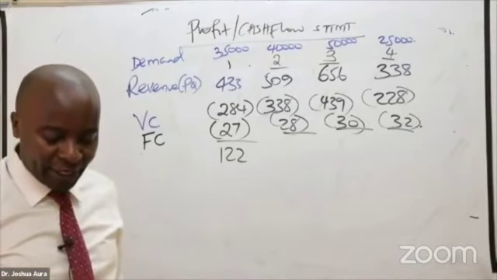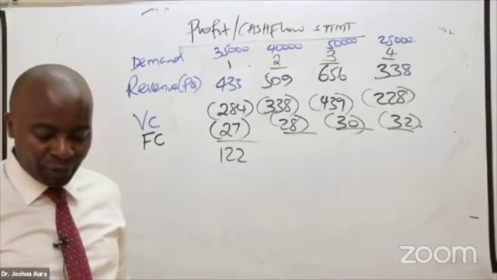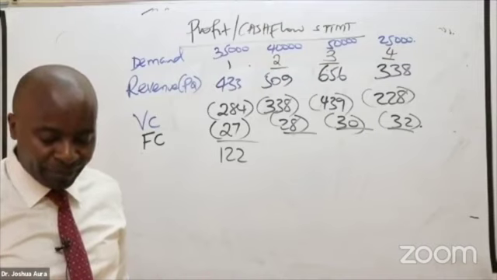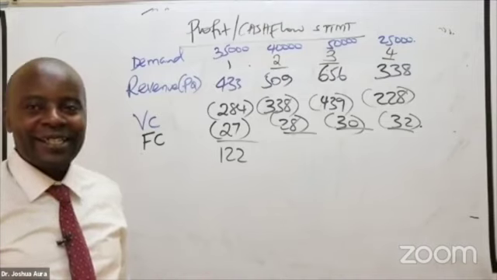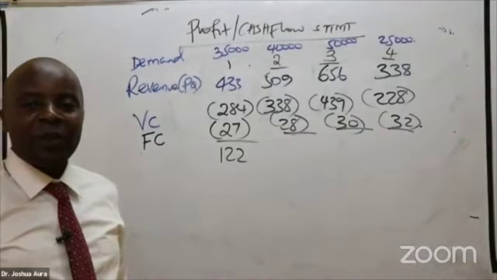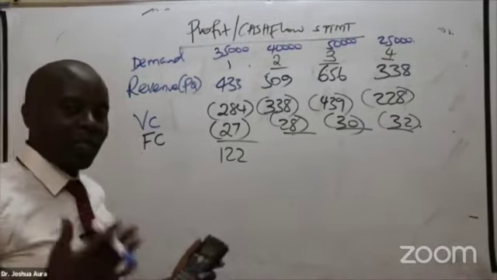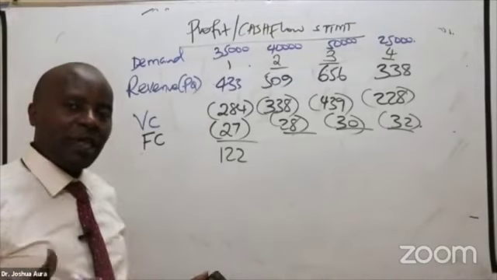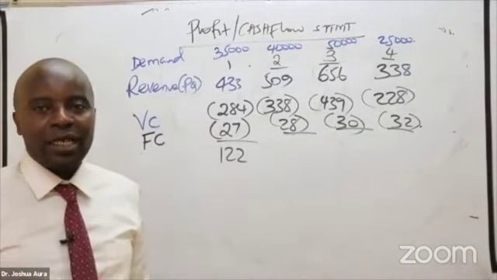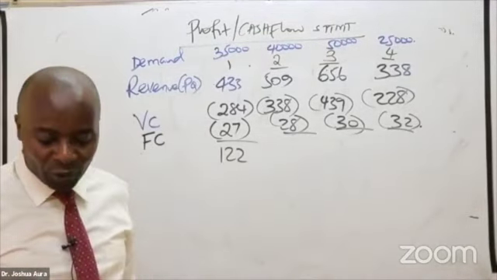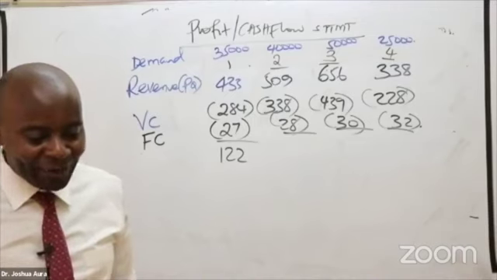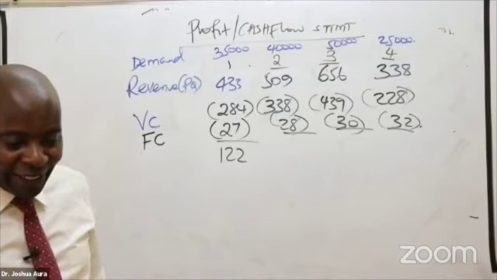These figures, people should be able to get them. What are we doing? We are getting profits, because it is out of profits that we shall be able to ascertain our cash flows. So is there anybody who is able to get it? Yes, thank you very much.